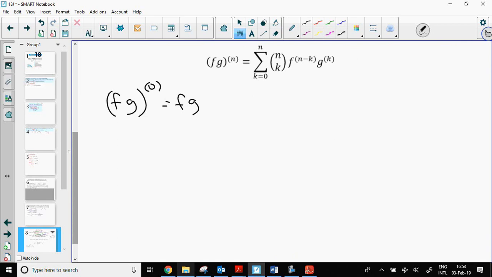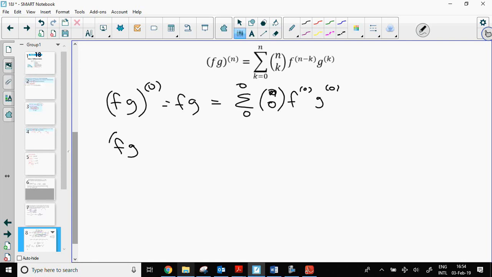So it's going to be the sum from 0 all the way to 0. So that's great. So k is only going to be 0. So that's going to be n choose 0. I can make that 0 choose 0. So that's going to be 1 times the 0th derivative of f times the 0th derivative of g. This all comes out to be 1 times f times g. Yeah, okay, it works. Great.